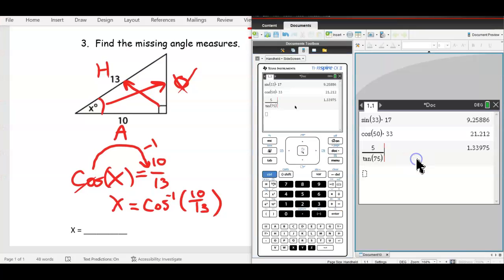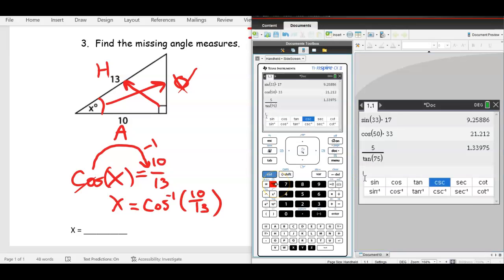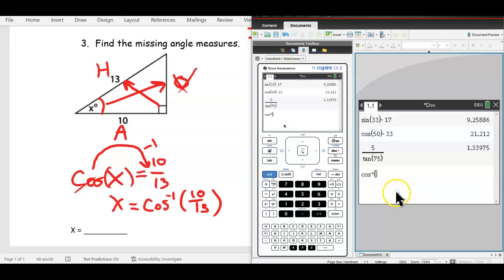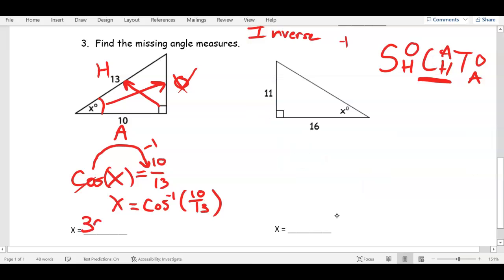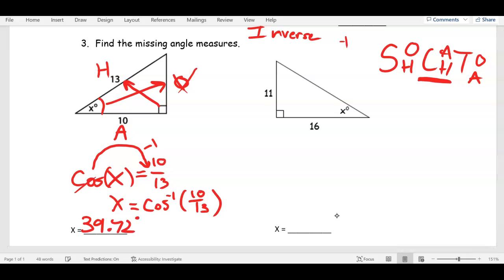Type that in the calculators. Okay, I go to trig, and I need to look at the bottom. Okay, cosine inverse is right here. Cosine inverse, 10, divide 13. That looks just like what I was writing down. So I hit enter, and I get 39.715, makes the 1 round up. 39.72, and my units of measure are degrees.